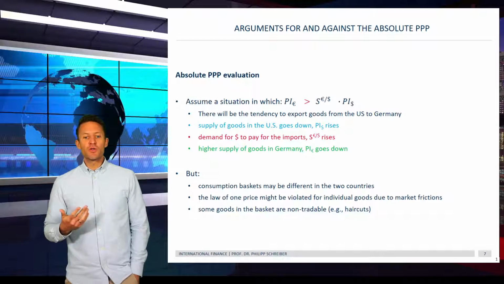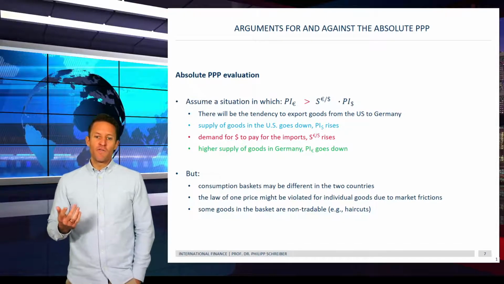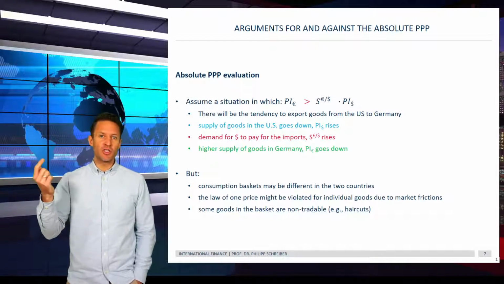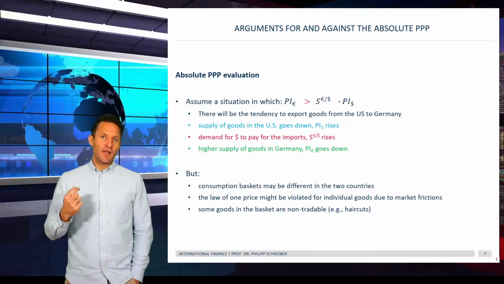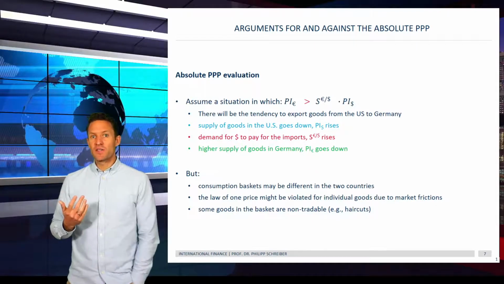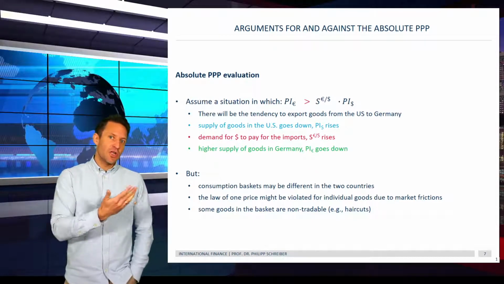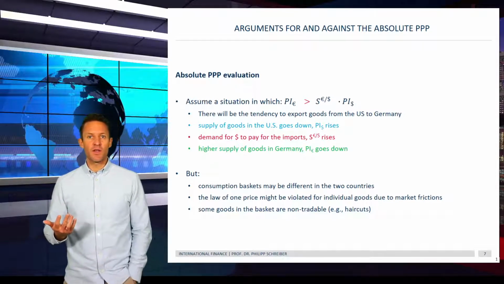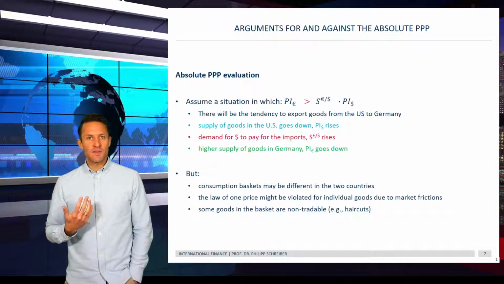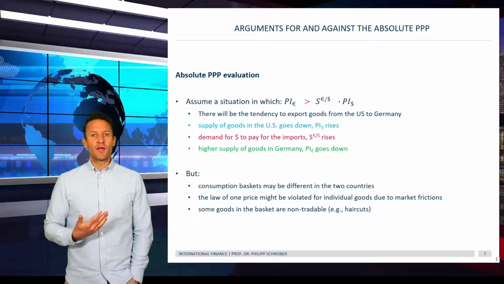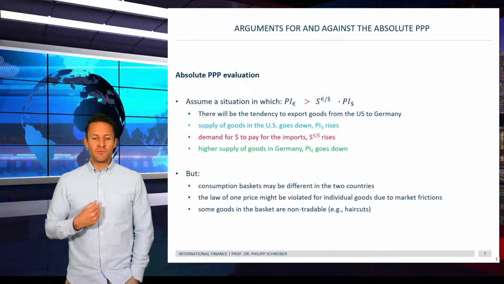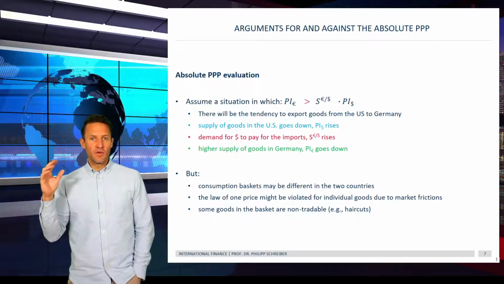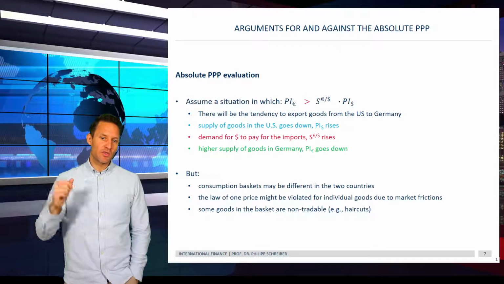Okay, what would happen? There would be the tendency to export goods from the US to Germany. We as Germans would import those goods because they are cheaper over there than they are over here. I mean, we have this phenomenon with China and other low-cost countries. If you think about AliExpress or something like that, some people order their products there because they are way, way cheaper compared to buying them here in Germany. So, okay, we would import goods from the US, and the US manufacturers would export them to Germany.